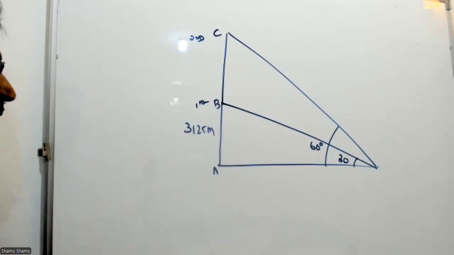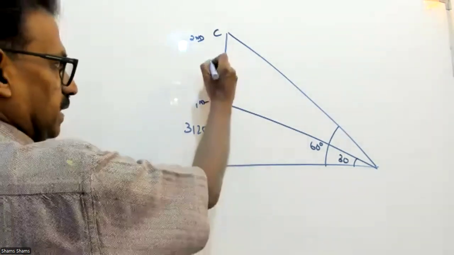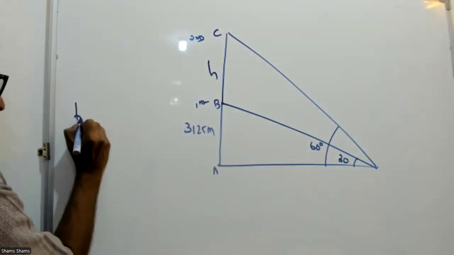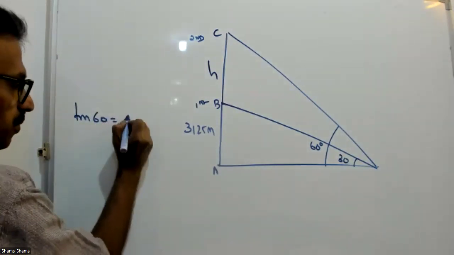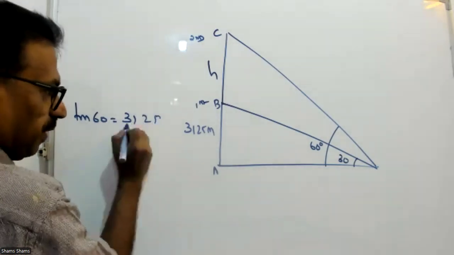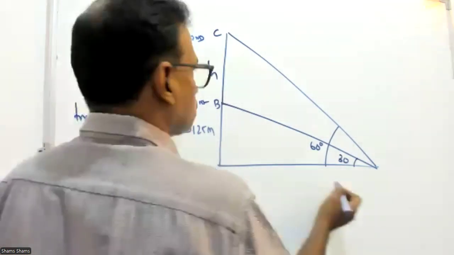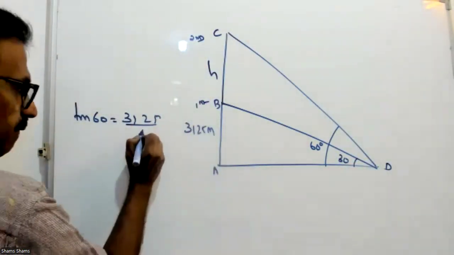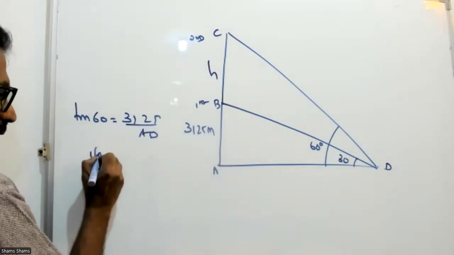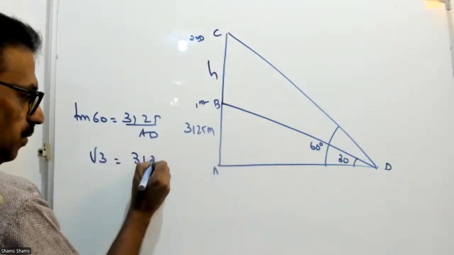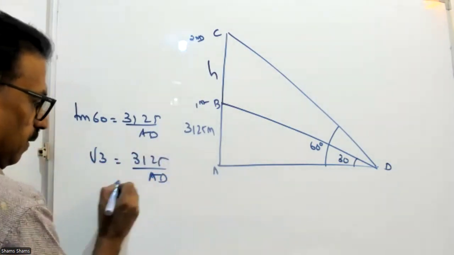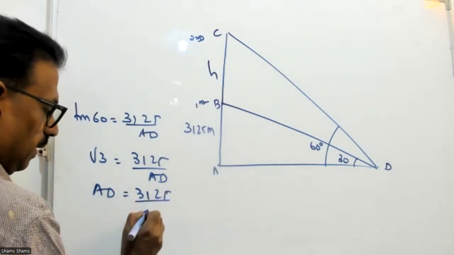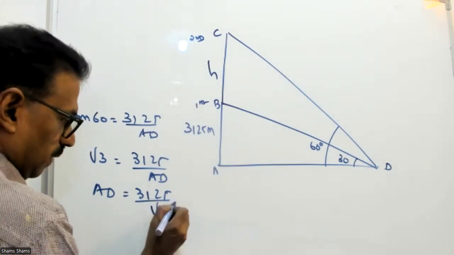It's a simple calculation. Look here. Suppose this is h. Tan 60 equal to 3125 divided by AD. Root 3 equal to 3125 divided by AD. AD equal to 3125 divided by root 3.